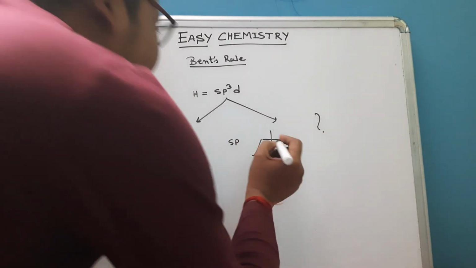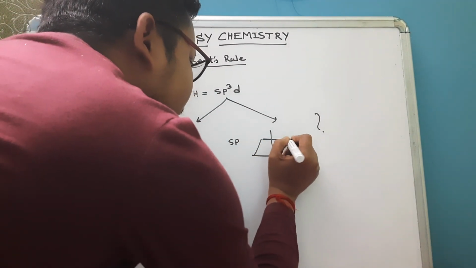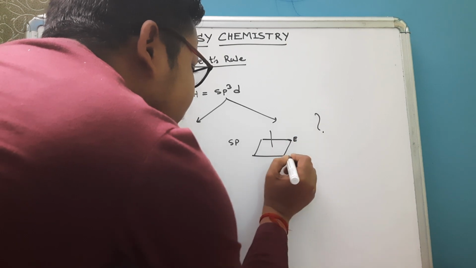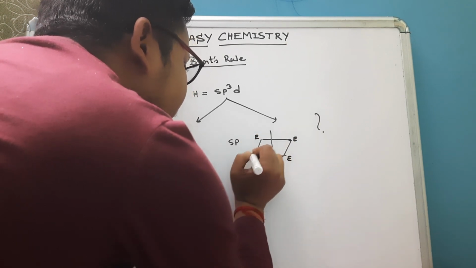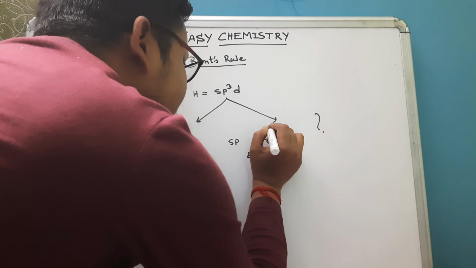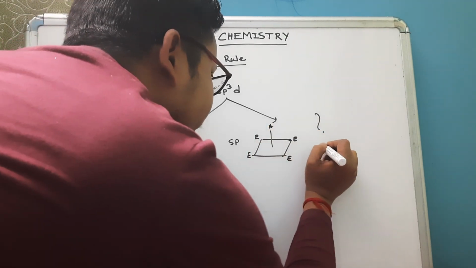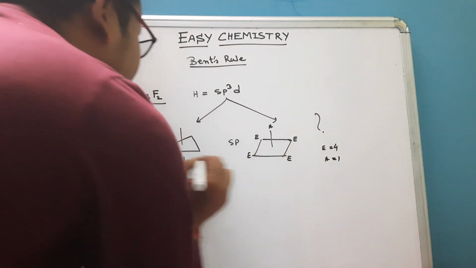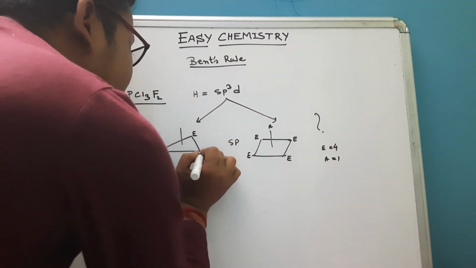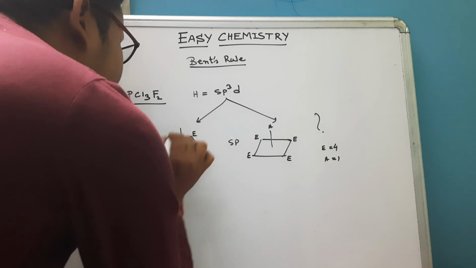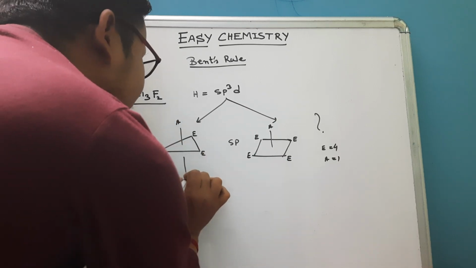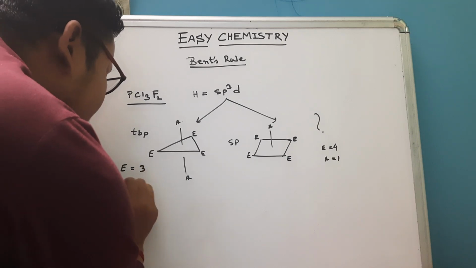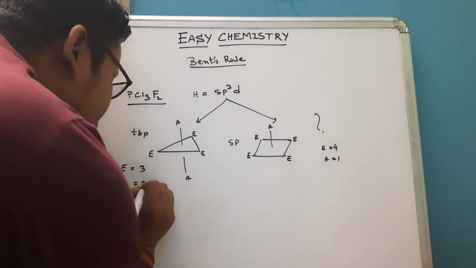the requirement of square planar is that this is the equatorial point, this is the equatorial point, this is the equatorial point, and this is the axial point. So the equatorial points will be 4 and the axial point will be 1. And here this is an equatorial point, this is an equatorial point, and this is also an axial point. So the number of equatorial points is 3 and the number of axial points is 2.